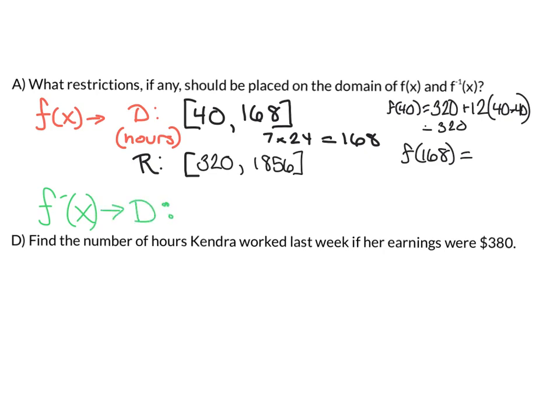So therefore, what would the restriction on my domain be for f inverse of x? Well, it's just going to become the range of the original. So it would be 320 and 1856.